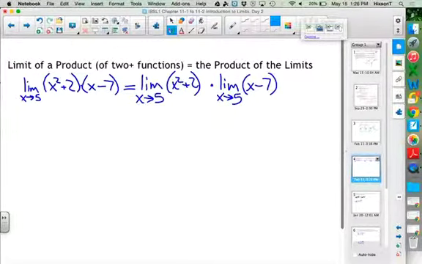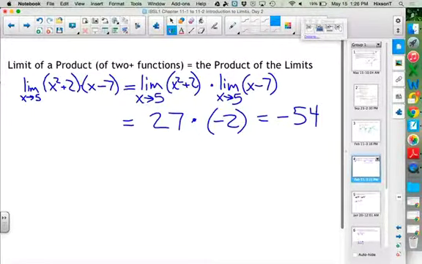I know I'm dealing with some pretty simple functions. You might say, well, I could have just FOILed that together. And that's true. But this applies for all types of functions. If you can find the limit of each separate part, then you can multiply those limits together. So here the limit of this first part is 27. The limit of the second part is -2. So we have -54.